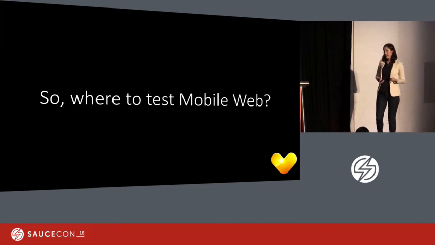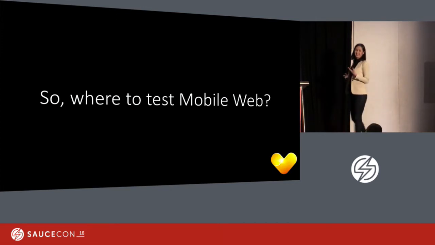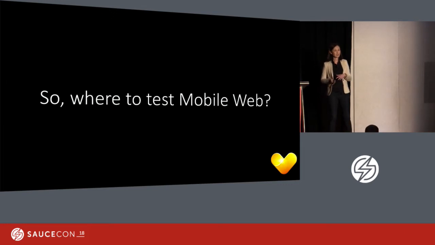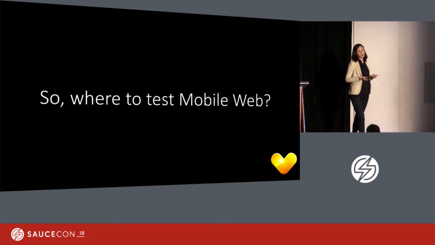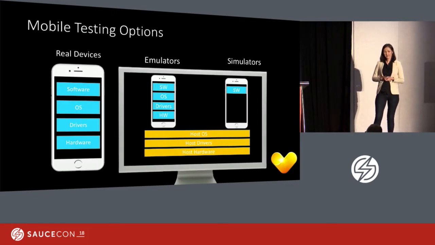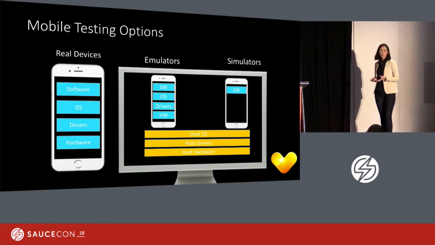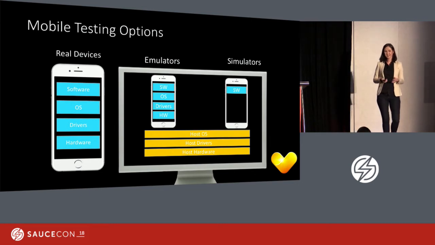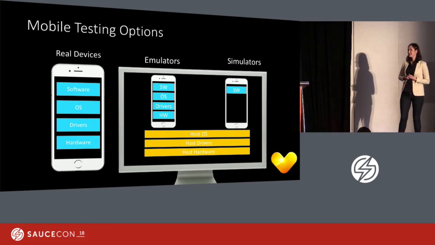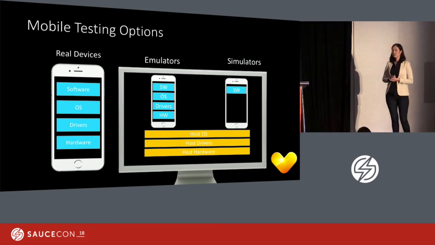Now we finally come to our main topic, real devices, emulators and simulators. So where to test mobile web? First of all, let's discuss the options we actually have. We have real devices. That's clear even from the topic of the speech. They are emulators and simulators.